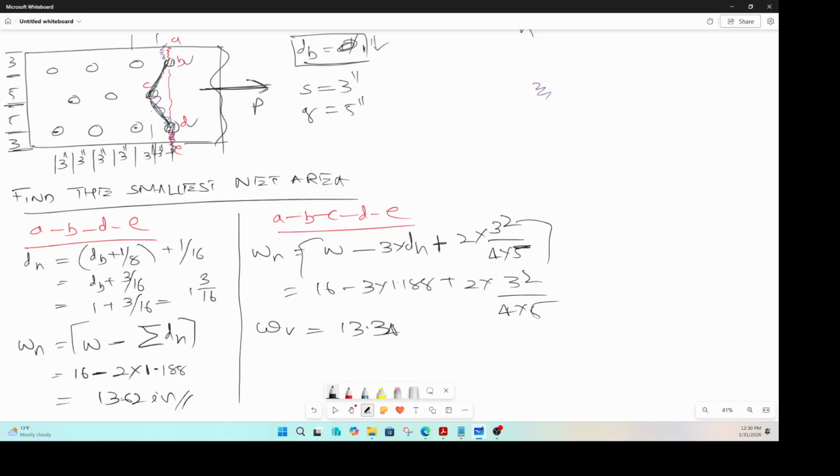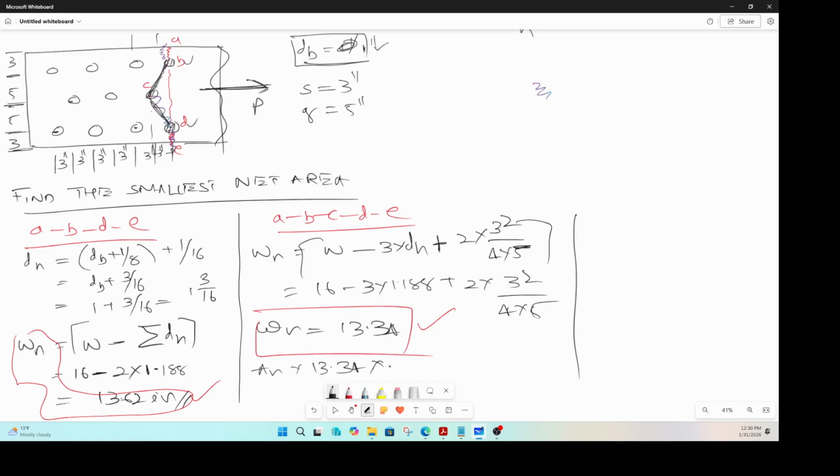So 13.34 is less than the width here, which is 13.62. The lesser of these two will govern the result. If you have to find the A net, then you take the 13.34 and multiply it with the thickness of the plate. In this case, the thickness of the plate is 0.75 inches.